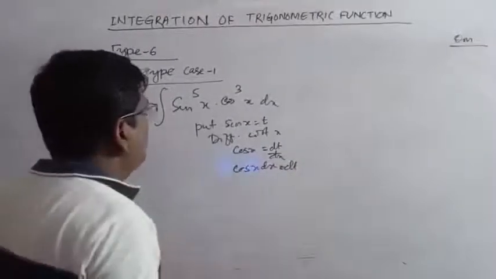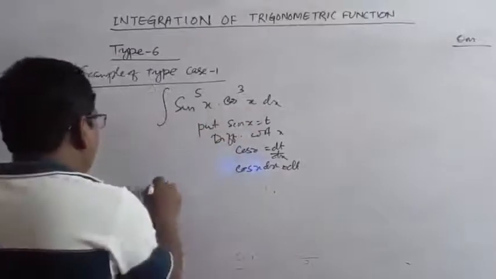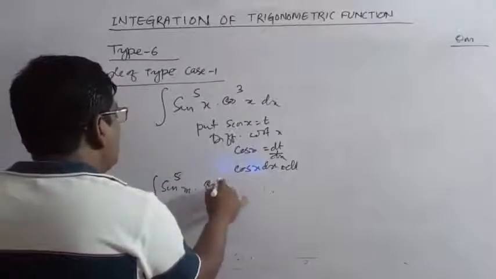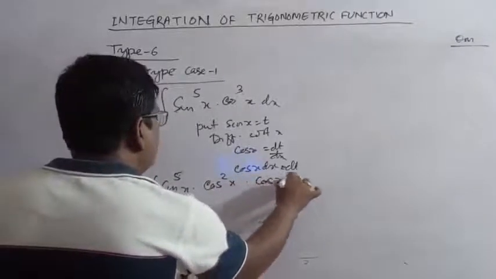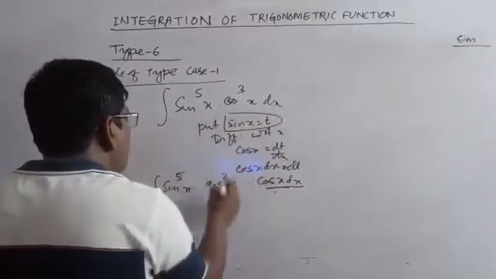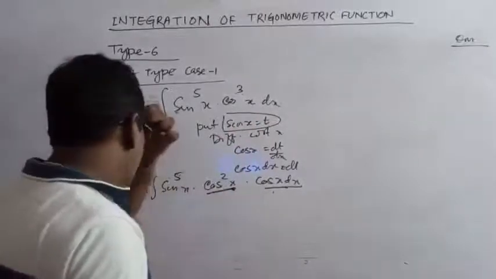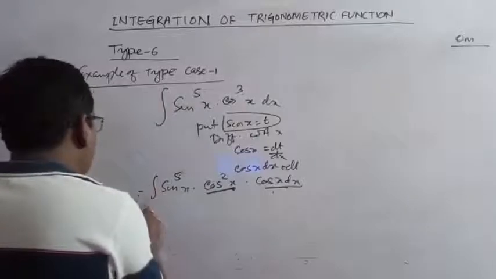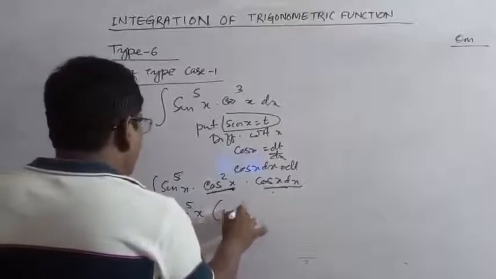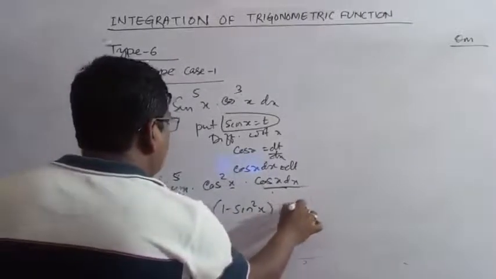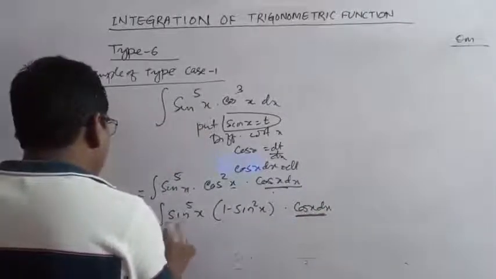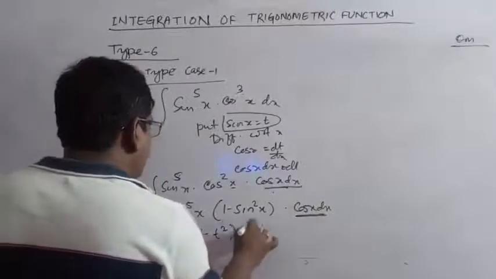So we need one cos x along with dx. So this is sin 5th x, and this is cos square x, and this is cos x dx. This is required. Here we put sin x equal to t, but here is cos square x, so cos square should be in terms of sin square. So this is equal to sin 5th x into (1 minus sin square x) into cos x dx. So this is t5 and this is (1 minus t square) dt.